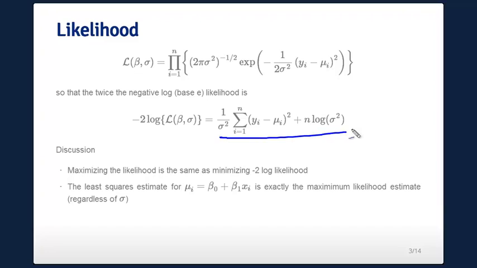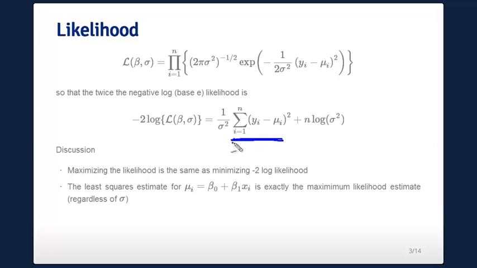Remember, mu i satisfies this relationship. So if we want to minimize this equation with respect to beta naught and beta 1, where beta naught and beta 1 are embedded in this mu i, notice it doesn't actually depend on sigma. So if we can minimize it for beta naught and beta 1, we'll have minimized it overall, regardless of sigma. We'll have to figure out something else to get an estimate for sigma squared, but for beta naught and beta 1, if we can minimize that, then we're fine.